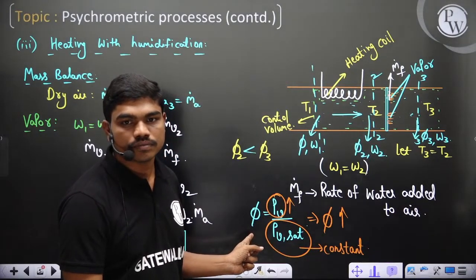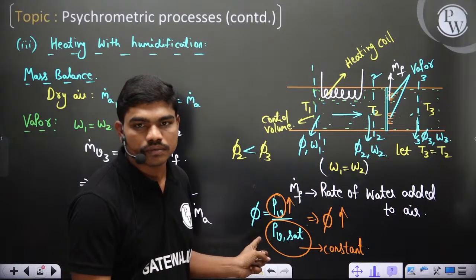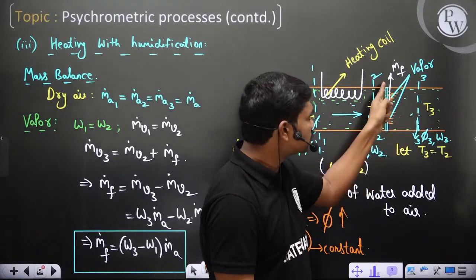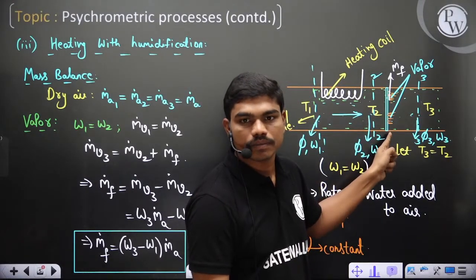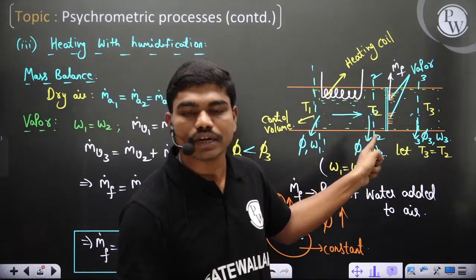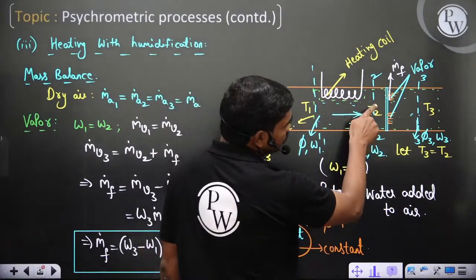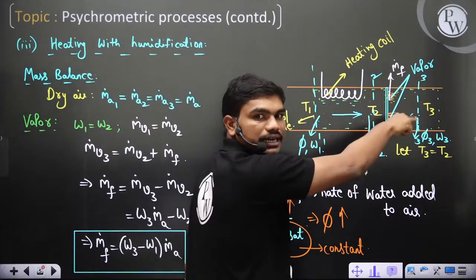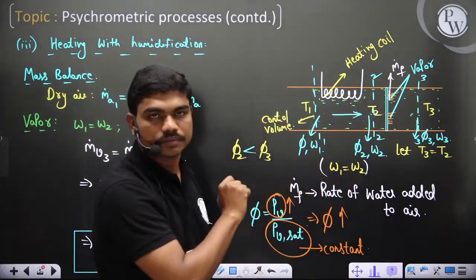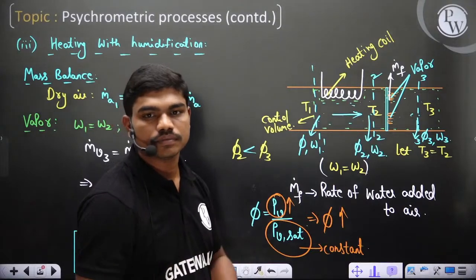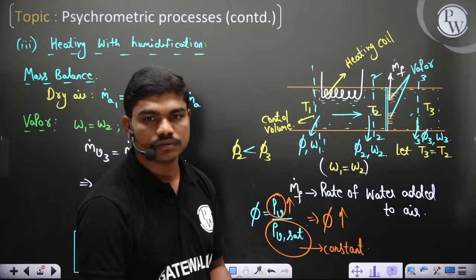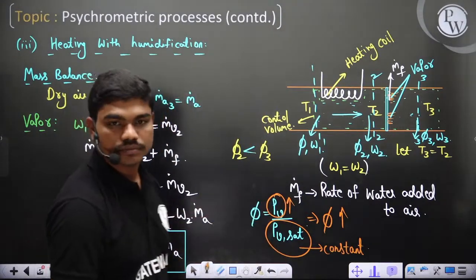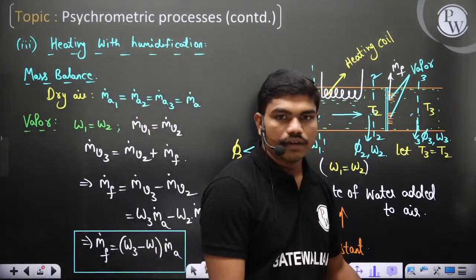Omega 3 is not equal to omega 2. See, because the amount of water vapor present here will be different from there, since in between you are sprinkling water. Why is omega 3 not equal to omega 2? Because at this point there is some amount of water vapor, and here some excess water is sprinkled inside. So definitely the water vapor content increases at the third section. Clear? Got it? Yes, it depends on pressure basically, like this.